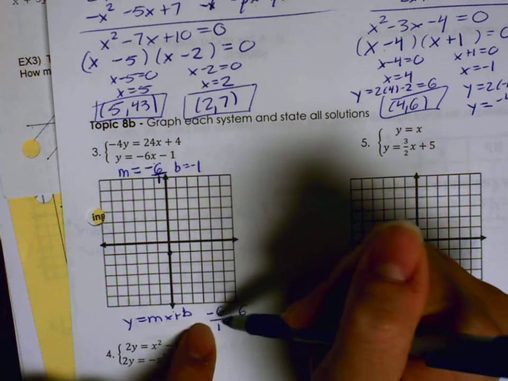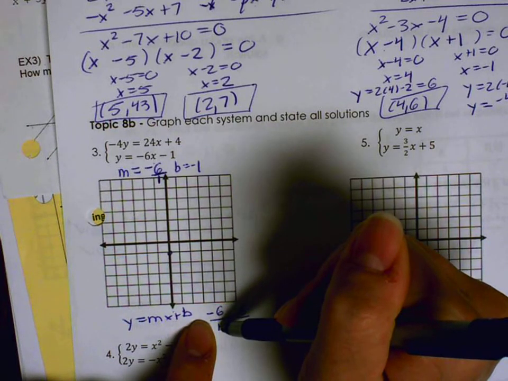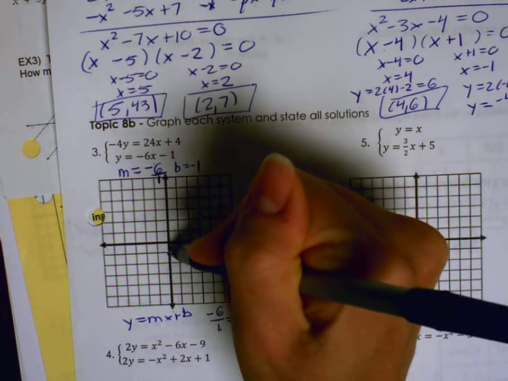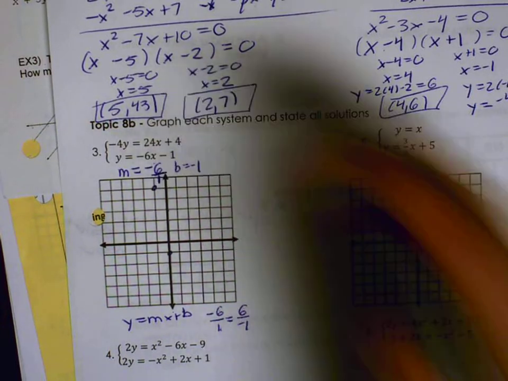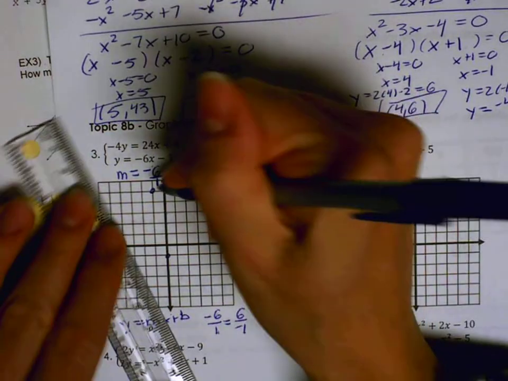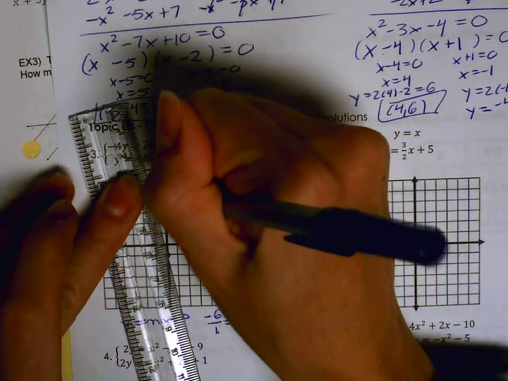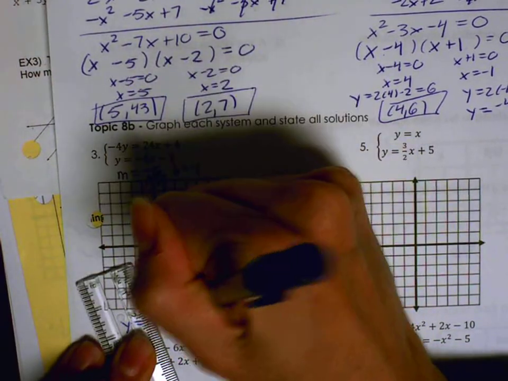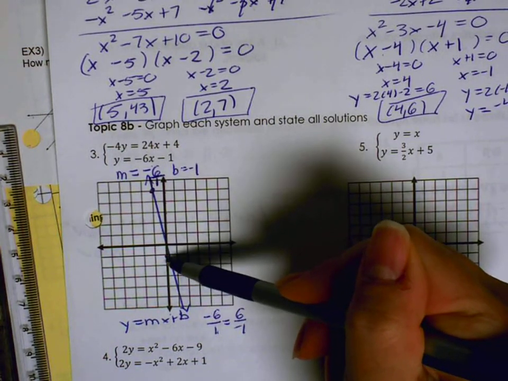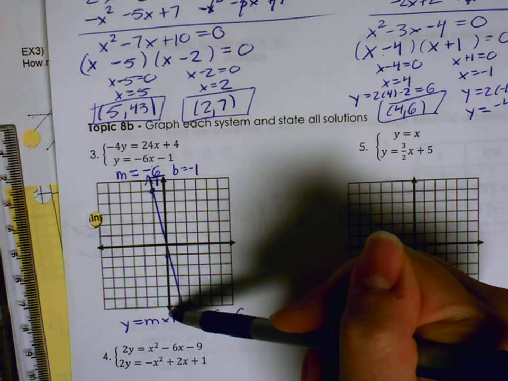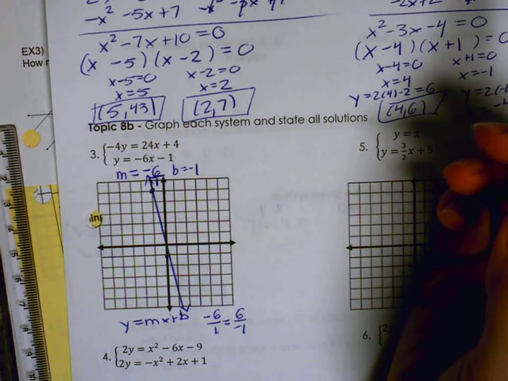So because I'm off the graph going down 6 to the right one, I'm going to try going up 6, 1, 2, 3, 4, 5, 6 to the left one. So here is my first line. And you can see, I mean, I'm off the graph, but you can see here if I went 1, 2, 3, 4, 5, 6, down 6 over 1, I'd be here at this point too.